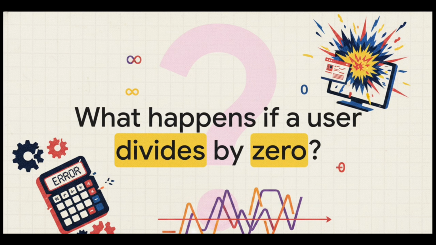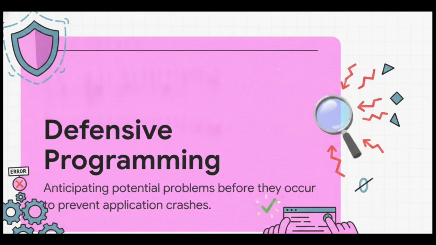It might freeze up, it might spit out some weird error code, or worse, it might crash entirely. So the absolutely crucial point here is implementing what we call defensive programming. This means anticipating potential problems long before they ever occur. Professional software has to handle unexpected situations gracefully.